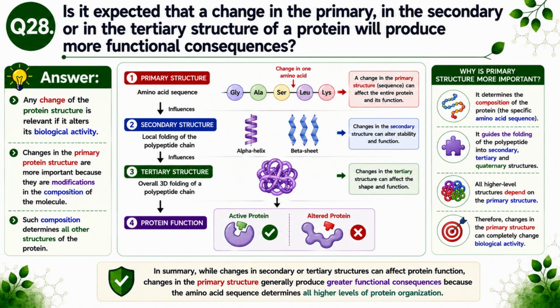Question number 28. Is it expected that a change in the primary, in the secondary or in the tertiary structure of a protein will produce more functional consequences? Answer. Any change of the protein structure is relevant if it alters its biological activity. Changes in the primary protein structure are more important because they are modifications in the composition of the molecule, and such composition determines all other structures of the protein.